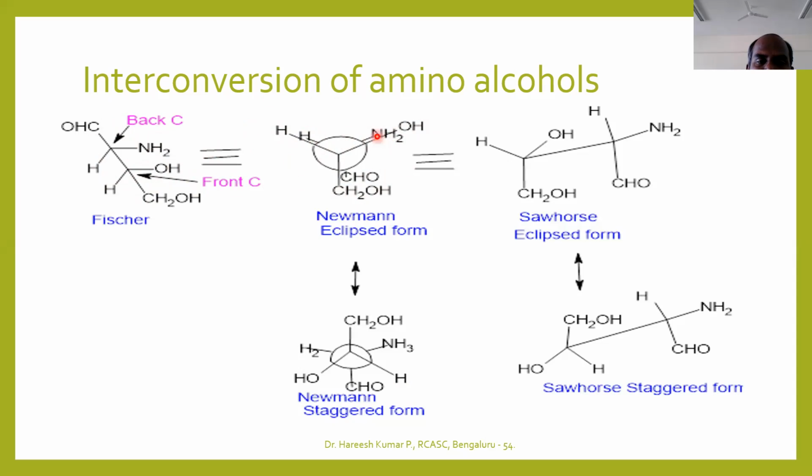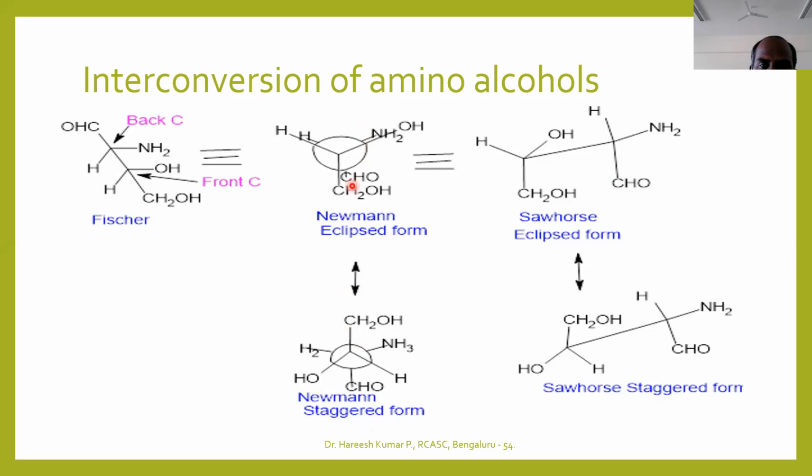So once you have converted to a Newman projection formula, it is also possible to convert a Newman projection formula into a Sahar's perspective formula. How you can do that? CH2OH is this, right hand side OH, that is the one, left hand side hydrogen, that is this. And the back carbon CHO is this, right hand side NH2 is this, left hand side hydrogen is this. So now you know that you can convert a Fisher into a Newman, Newman into a Sahar's. So it is also possible to convert an eclipsed form into a staggered form.